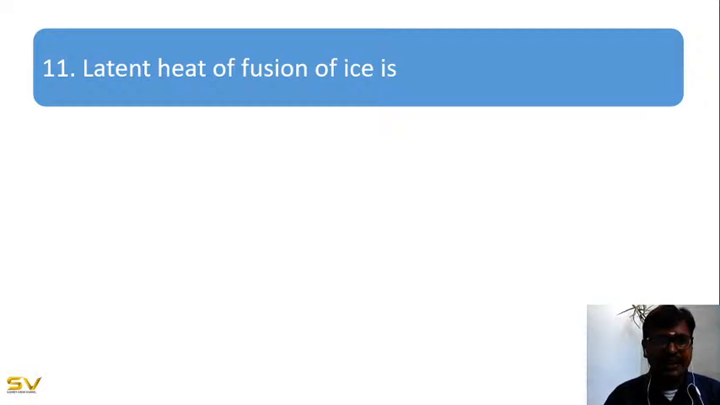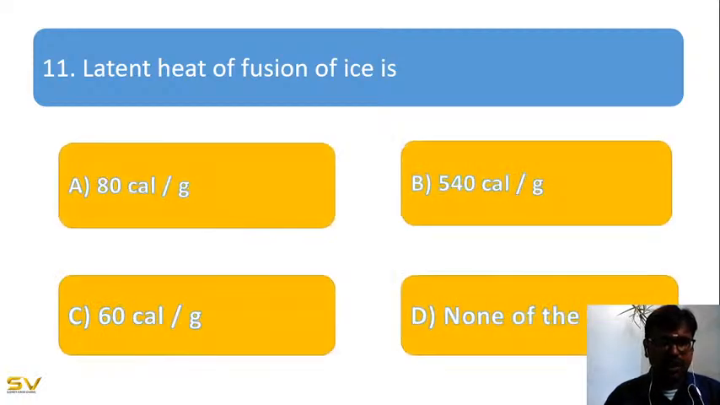It is latent heat of fusion of ice. What is the latent heat of fusion of ice? Option A, 80 calories per gram, option B, 540 calories per gram, option C, 60 calories per gram, and option D, none of the above. So this is the 11th question.